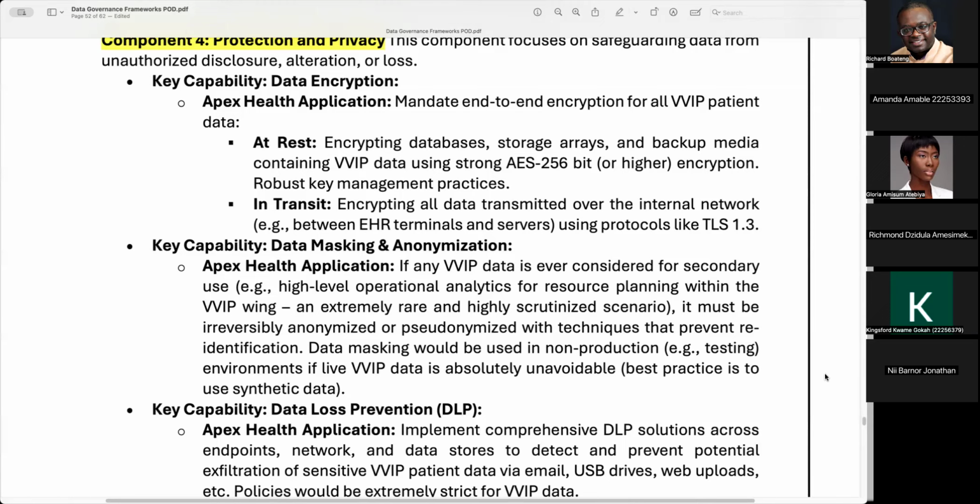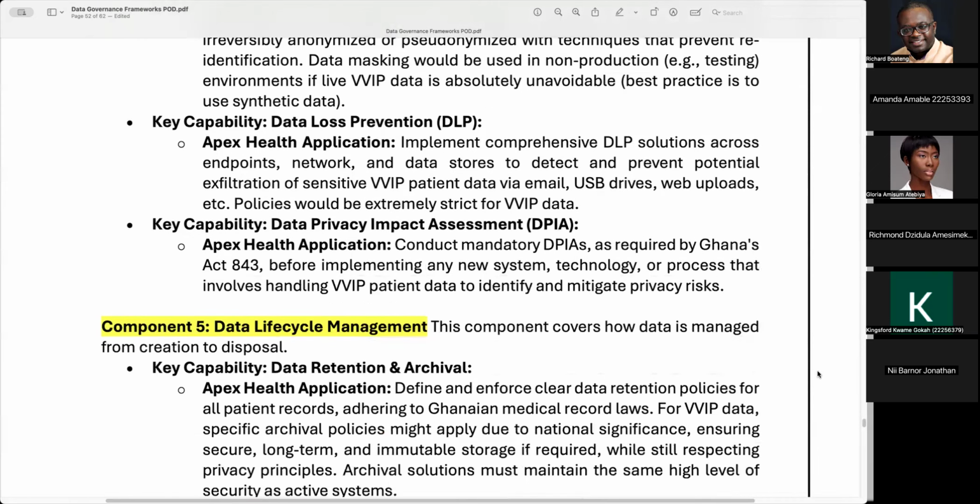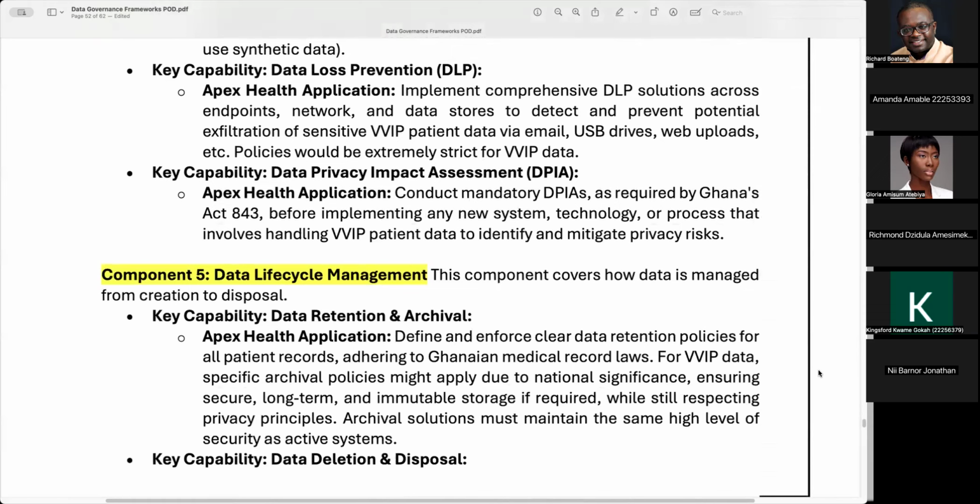Data loss prevention, DLP solutions, should be deployed strategically across endpoints, network egress points, and potentially key data stores to detect and prevent the unauthorized exfiltration of sensitive data via channels like email, USB drives, web uploads, etc., with extremely strict policies configured specifically for patterns matching VVIP data. And data privacy impact assessments, DPIA, are a mandatory capability required by Act 843 to be conducted before implementing any new systems or processes that will handle VVIP data, systematically identifying and mitigating privacy risks upfront.